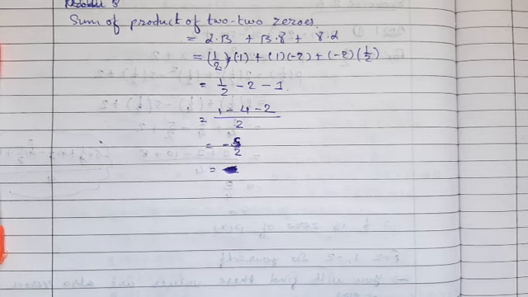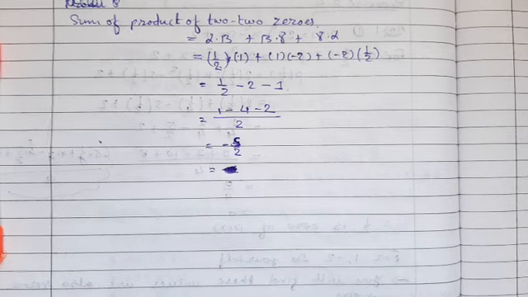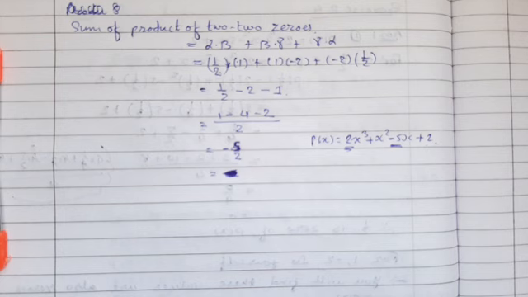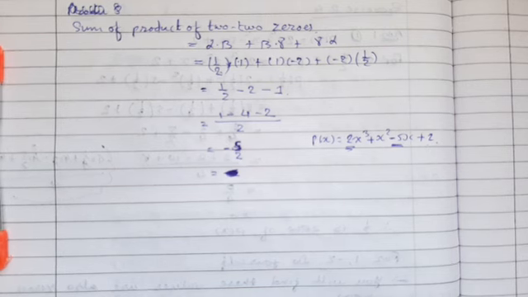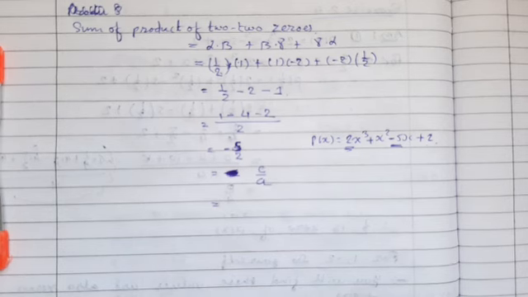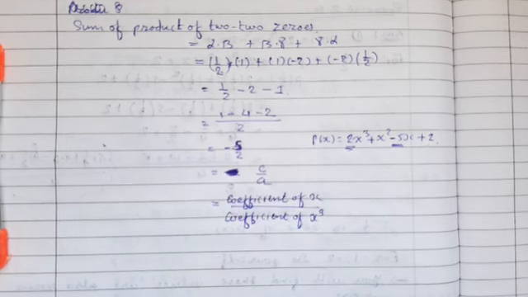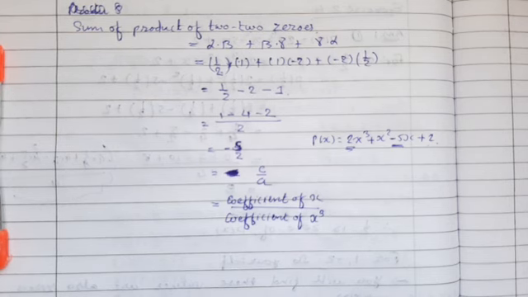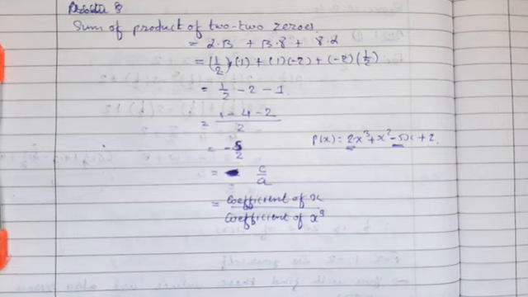So now comparing this numerator and denominator with the coefficients of the polynomial, we see that the numerator of the answer is the coefficient of x, and the denominator is the coefficient of x cube, that is c and a. So we will write c upon a. So the relation we got is that the sum of product of two zeros is equal to the ratio of the coefficient of x and the coefficient of x cube.